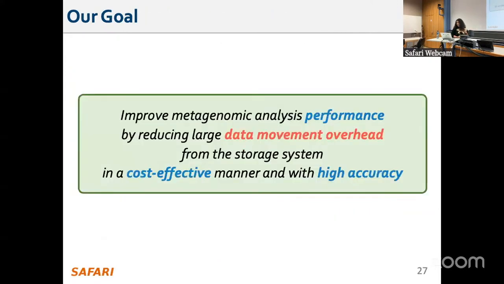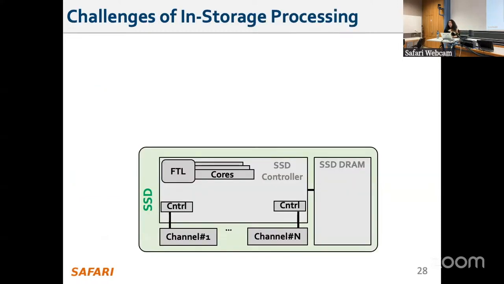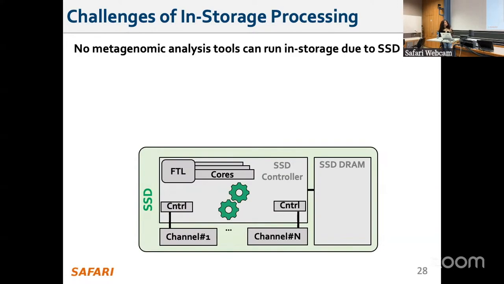Motivated by these points, I reiterate the goal, which applies specifically to this work as well: to improve metagenomic analysis performance by reducing data movement overhead from the storage system in a cost-effective manner and with high accuracy. We do not want to make the compromises that I mentioned in the previous slide, right? While in-storage processing can be a promising direction to achieve this goal by directly analyzing data inside the storage system, it is very challenging to use it here because no metagenomic analysis tools can run inside the storage, due to limitations of the SSD's modern hardware. None of these existing tools can run effectively there because of these limitations.